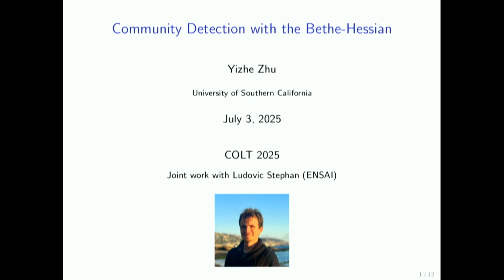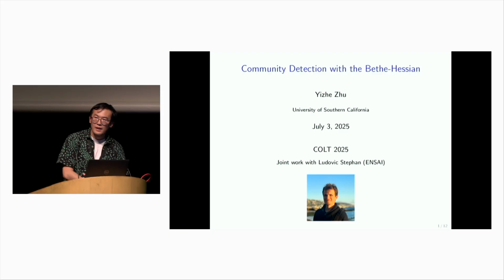Okay, shall we start? So welcome to the session on random graphs. Our first speaker is Yi Jeju, who is going to tell us about community detection with beta Hessian. Okay, thanks for the introduction. So today I will be talking about a joint work with Ludwig Steffen. He's now working at INSIGHT. He's also in the audience.